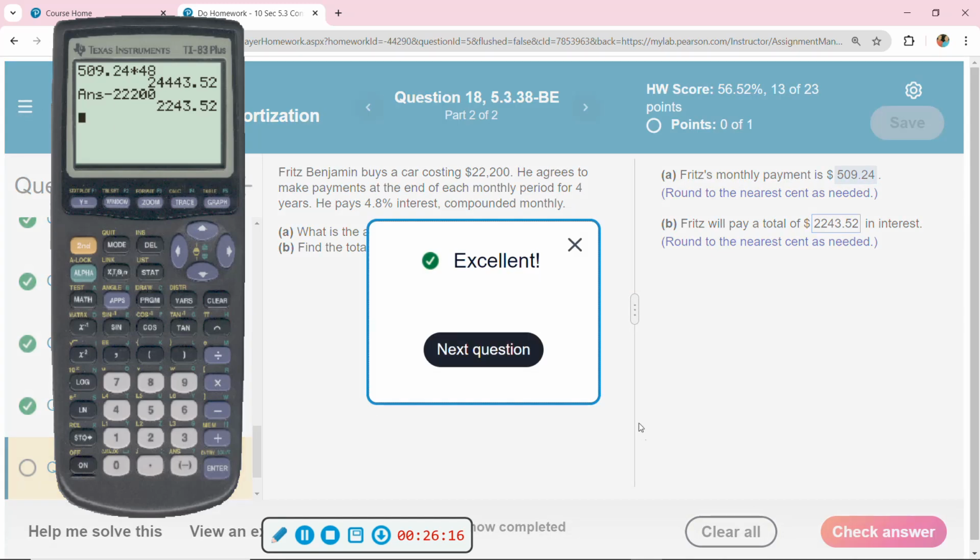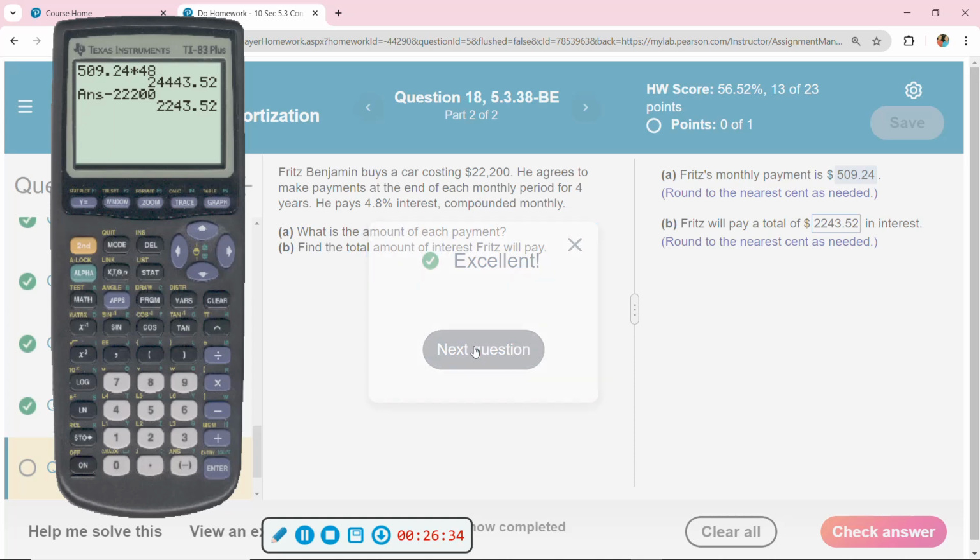Y'all follow my logic? If this is the total amount of money he paid on the loan, and here's how much the car cost, anything over $22,200 has to be interest. Now, let's see. On we go.